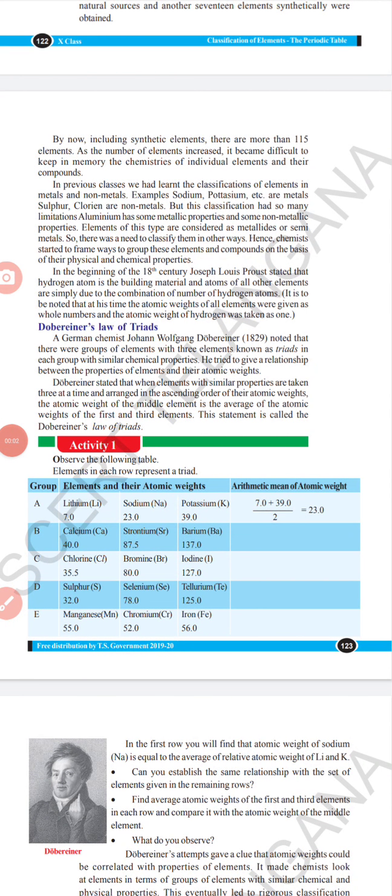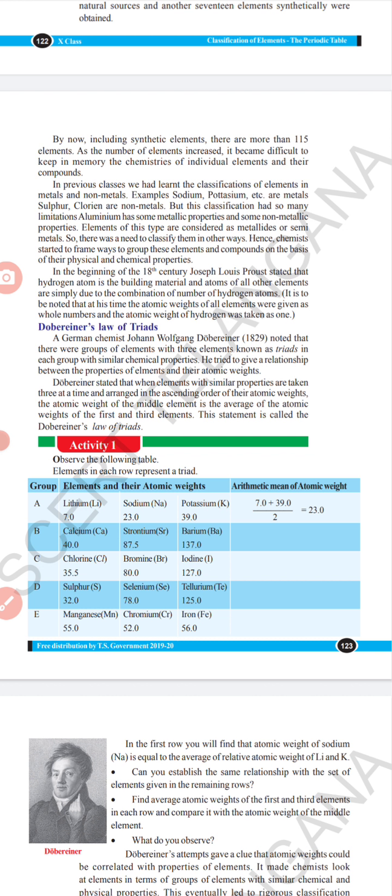Hi all, that was just the introduction part of this chapter 7. The important part of this chapter starts from Activity 1, about some chemists and how they have classified the elements. Let us see how they have classified the elements.